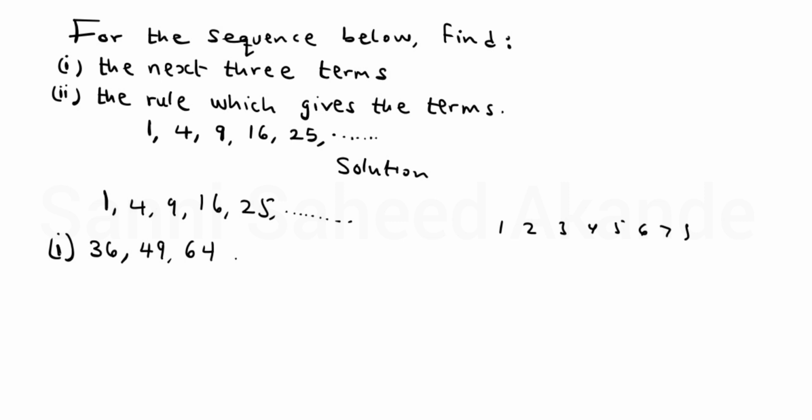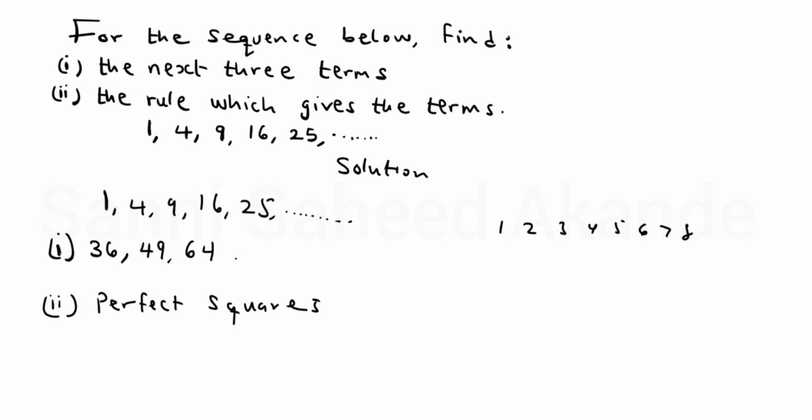Now the second question says we should find the rule which gives the term. Already we have said that the rule is that it's a perfect square. Okay, so that's the rule. All these numbers you are seeing are perfect squares. Now that's the end of that question.